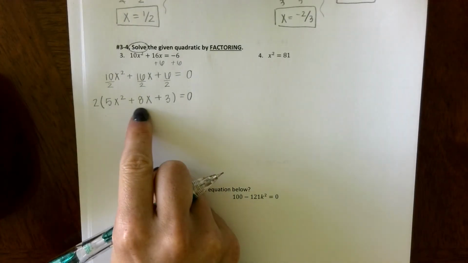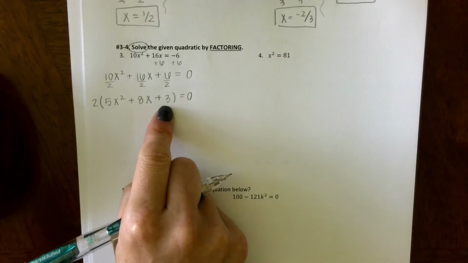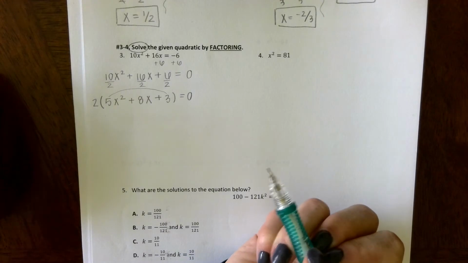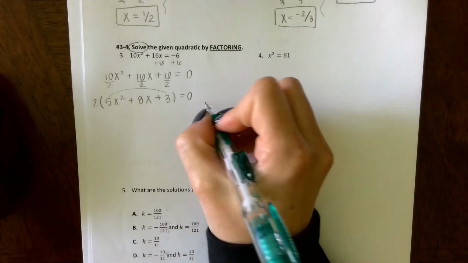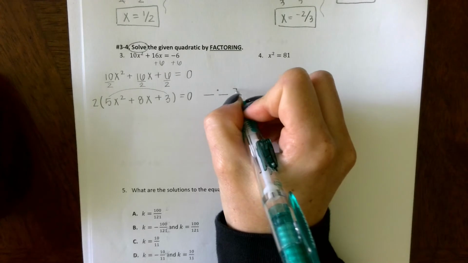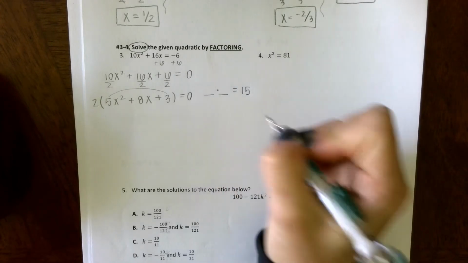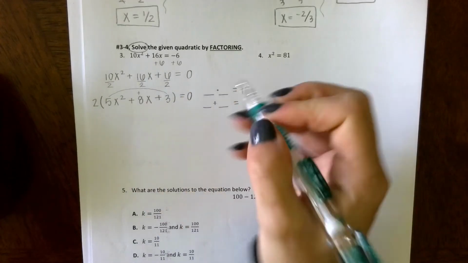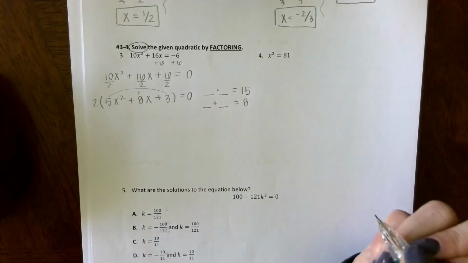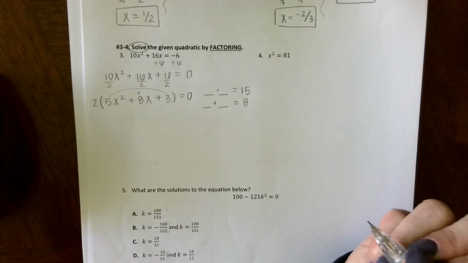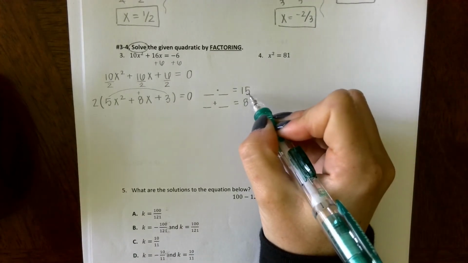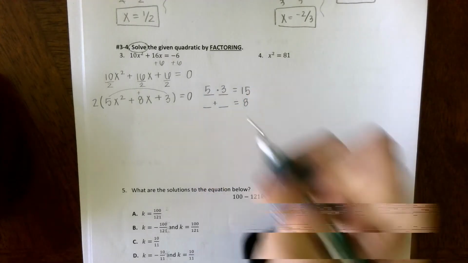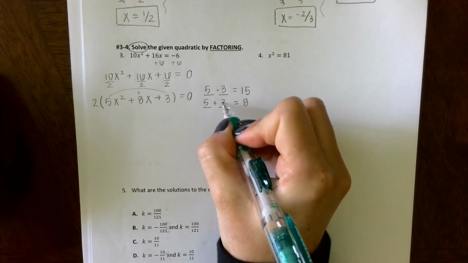Alright, now I'm working with this little quadratic in my parentheses. So when I'm factoring, I always start with taking a times c. So 5 times 3. That means that I am going to be multiplying to 15. And the two numbers that I come up with should always be adding to my b value, so 8. Okay, so we're looking for two numbers that have to multiply to 15 and they have to add to 8. Hopefully you come up with 5 and 3.